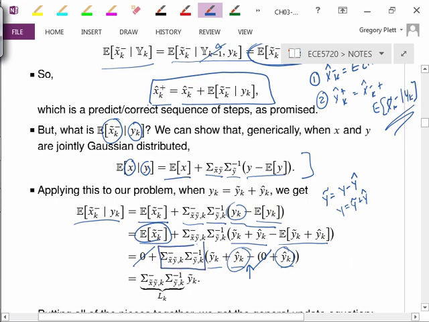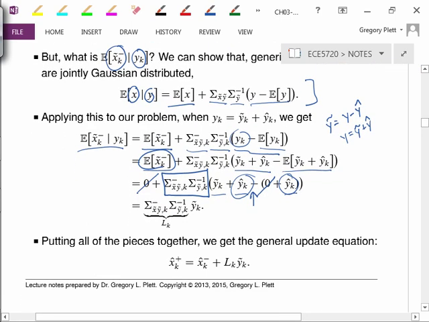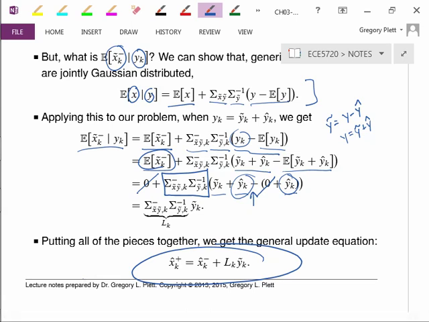This bunch of correlation covariances really is just given a name, L sub k, and when I do that, I get this general update equation for the update step. So there's a prediction step and a correction step. And the correction step says take the prediction of the state, take the innovation, which is the surprise, that's the difference between the measurement and what I thought the measurement was going to be, and multiply by L.